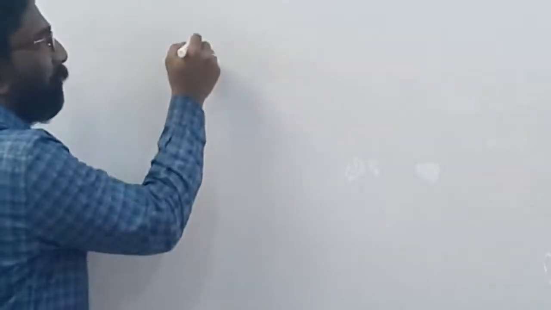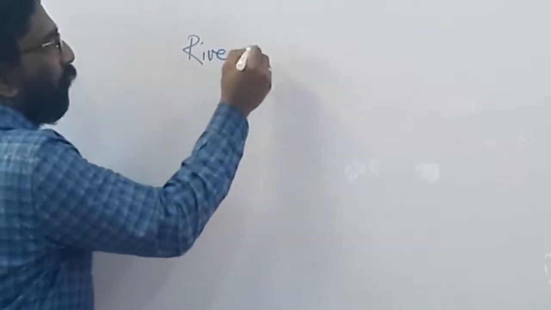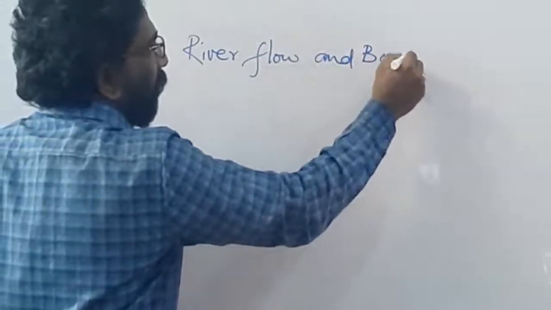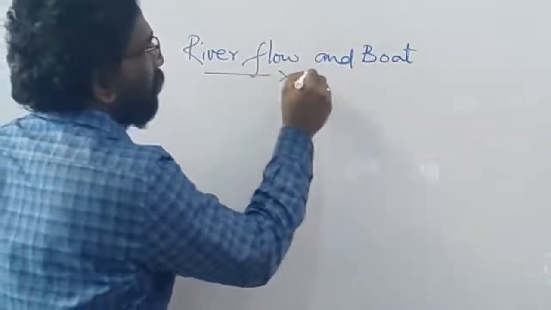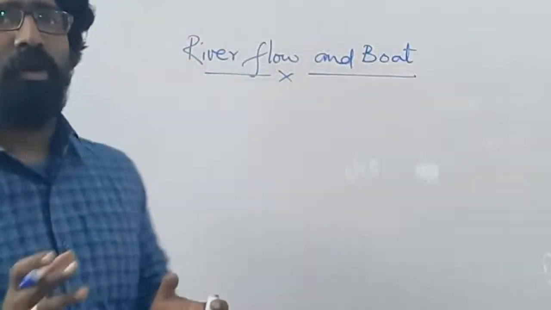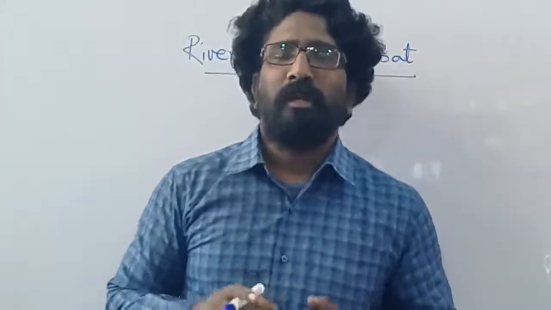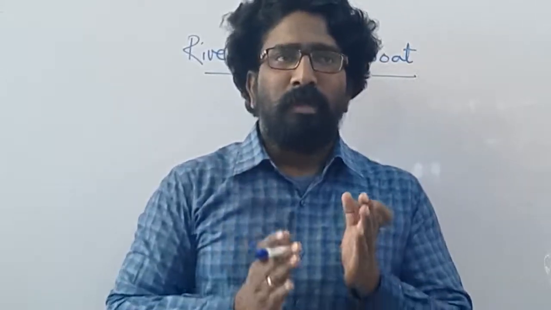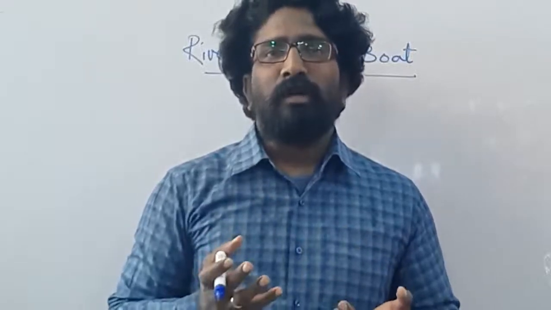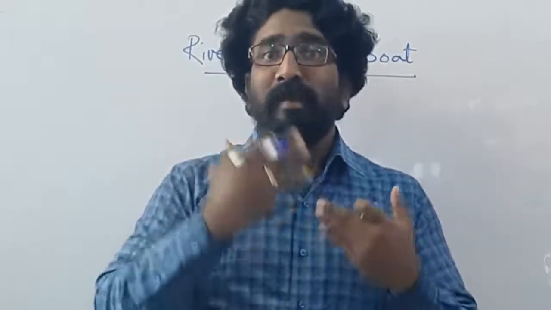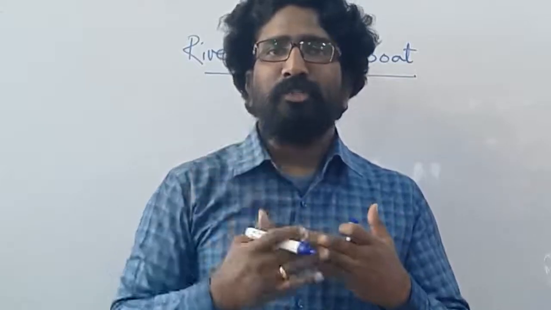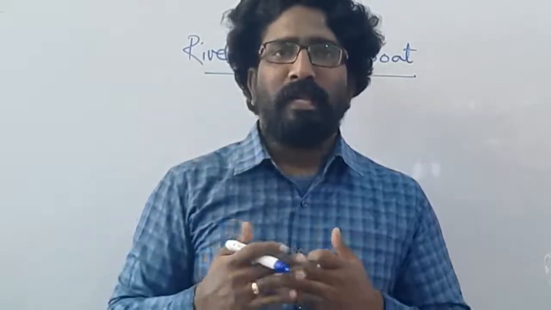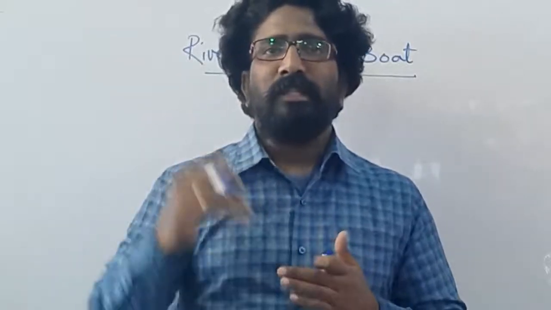Now we'll be working on the problems on river flow and boat problems. When you talk about this kind of problems, we should know how to calculate the speed of the river and how to calculate the distance from where the particular person is trying to swim and cross the river, so that he can reach the other bank of the river in a lesser amount of time. That will be one of the cases in this river and boat problem.